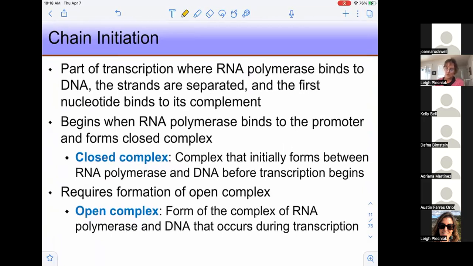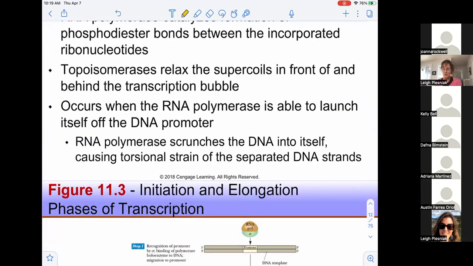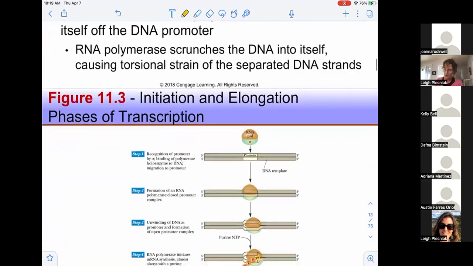Okay, so transcription in E. coli is very highly regulated by RNA polymerase binding. And once RNA polymerase binds, you have this complex that is called the closed complex. But transcription requires the open complex, which is the opening of the strands. I'm going to show it here.